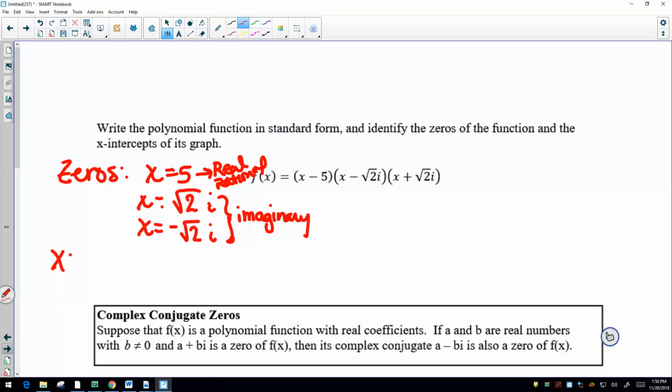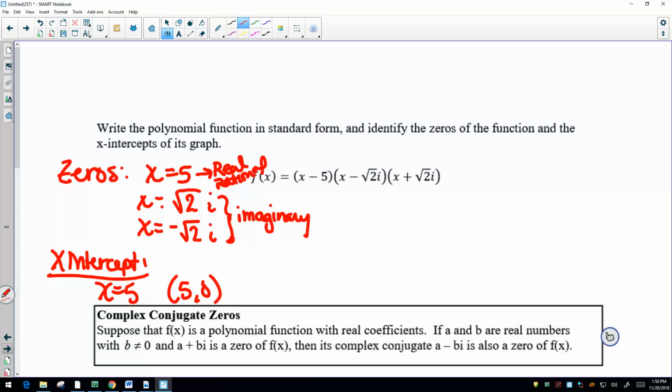The x-intercept will only come from our real zeros. So we could say we have an x-intercept of 5, which would give us that coordinate (5, 0). Now, they want us to write this function in standard form. In other words, they want us to expand this out.